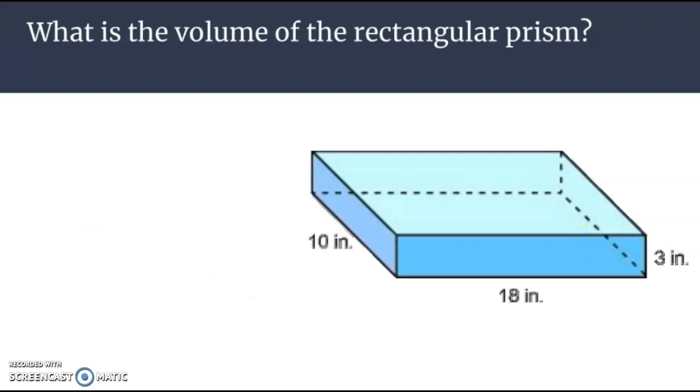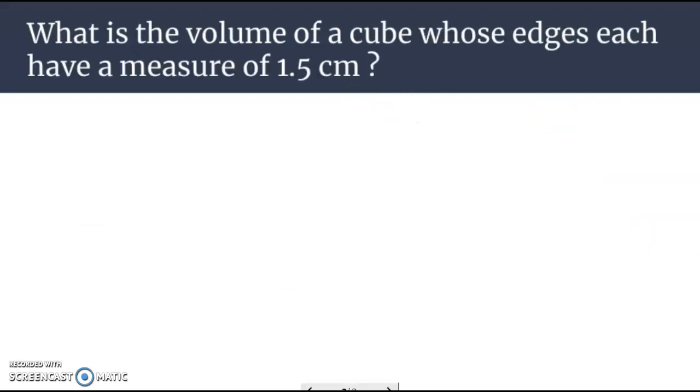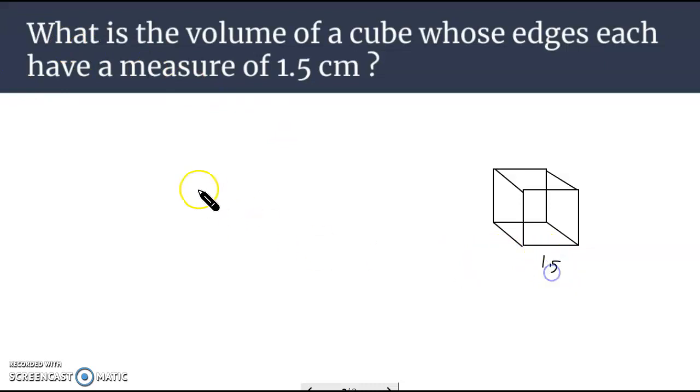And speaking of cubes, let's just say we had a cube, and I will try to draw a quick sketch of one here. Cube is a rectangular prism. All 3 sides are the same. And in this problem, they want to know the volume of a cube. That one side is 1.5 centimeters.